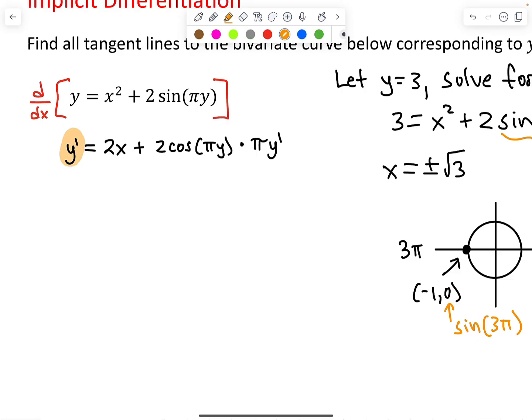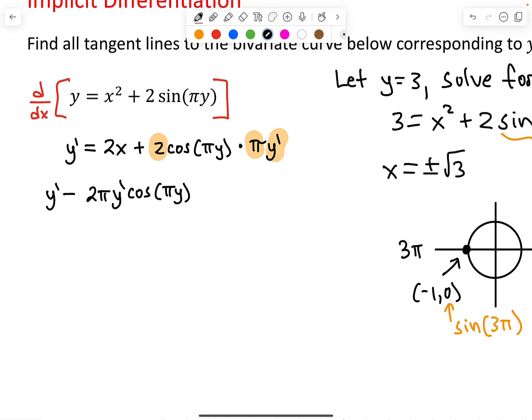Now I notice that there are 2 different y primes, but they're on opposite sides of the equal sign, so I'm going to gather them on the same side by subtracting this entire term to the left side of the equation. So you have y prime, and then minus, I'll put this 2 and pi and y prime all in front of the trig function, 2 pi y prime, and then times cosine of pi y, equals, and the only thing left on the right side of the equation is 2x.